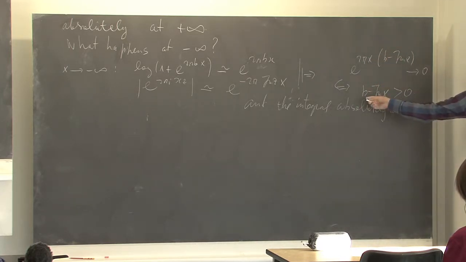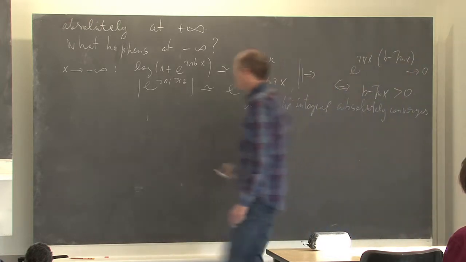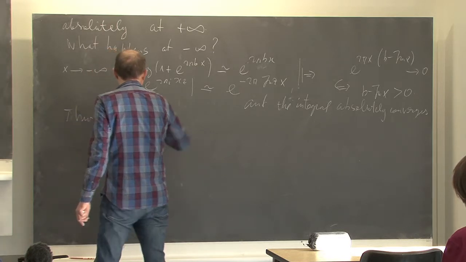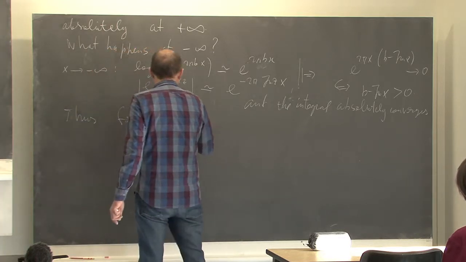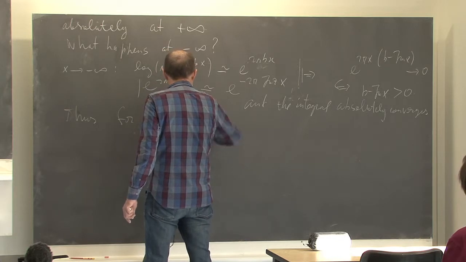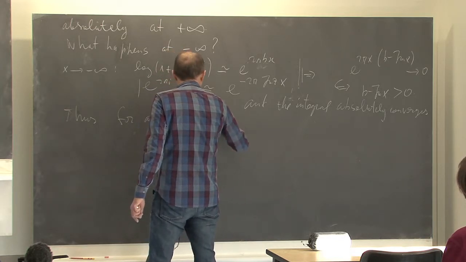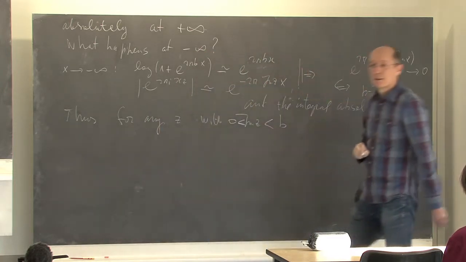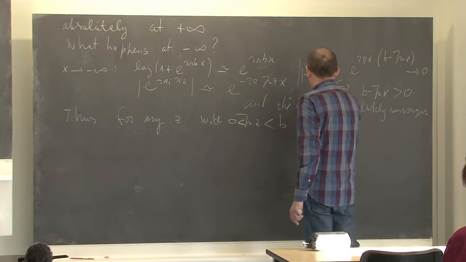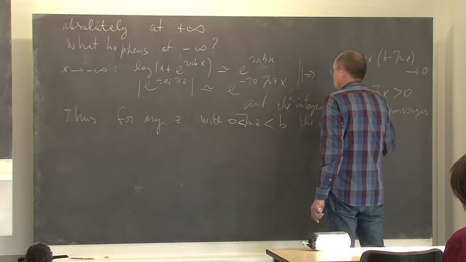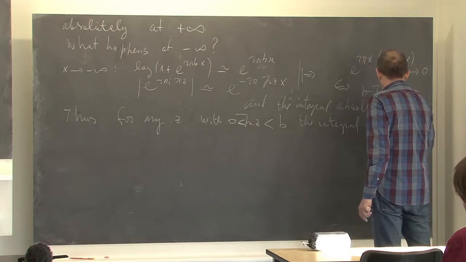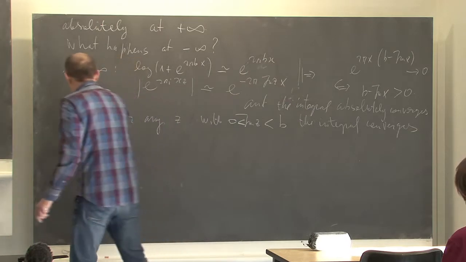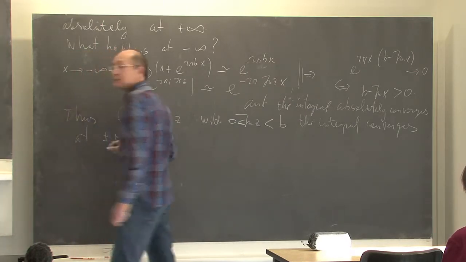And indeed, with positive b, we are safe now. Thus, for any z with imaginary part of z strictly positive but strictly less than b, the integral converges at plus and minus infinity.